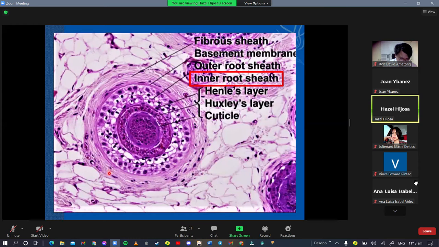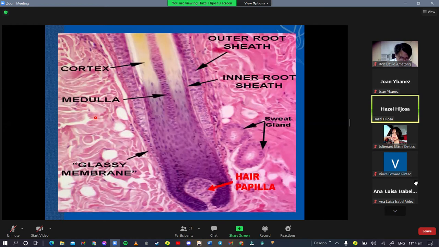Separating the hair from the dermis is this thick basement membrane composed of non-cellular hyaline membrane, and this is known as the glassy membrane. Again, this separates the hair follicle from the dermis. So this is a long section of the hair, and again, you have the medulla located centrally, and peripheral to that are the cortex. Then you have the outer and the internal root sheath.